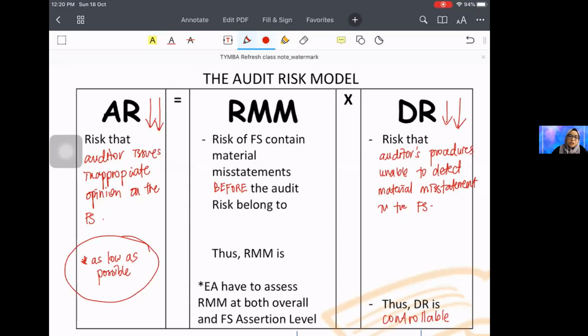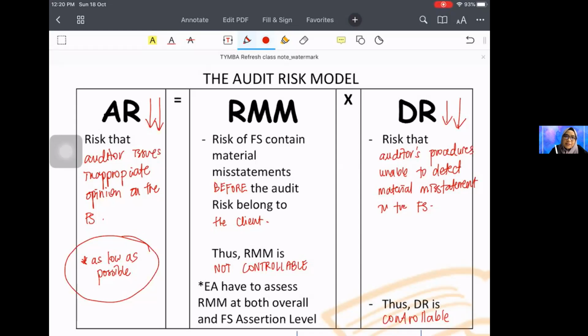So sebelum you masuk join audit the client ataupun join the engagement team, the misstatements is already there in the financial statement. That's why this risk belongs to the client. And also that's why this RMM is not controllable. Okay, DR is risk that belongs to us, the auditor. So that's why we can only control ourselves. That's why DR is controllable. We can only reduce DR, but we cannot control RMM.